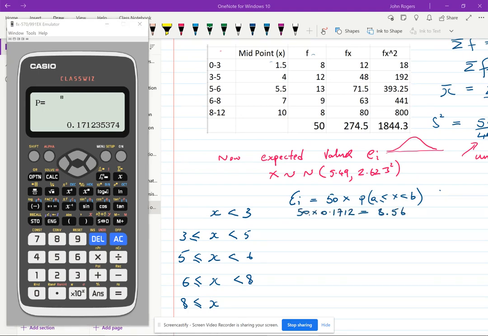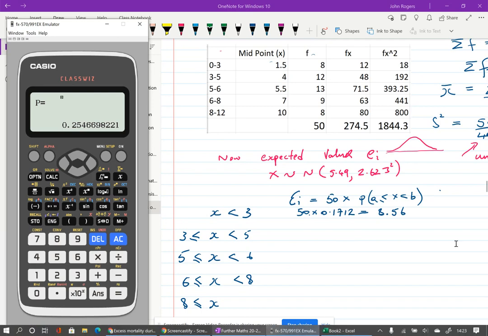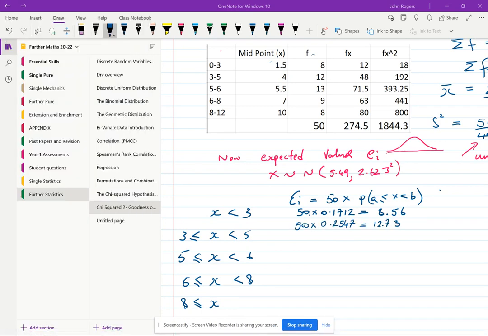So now let us do the next category. So again, we press menu 7, normal. Now we've got 3 and 5 in here. And if you're doing one after the other, it'll remember the numbers from before. So the probability this time is 0.2547, and we times that number by 50. Okay, so that's 12.73 approximately.